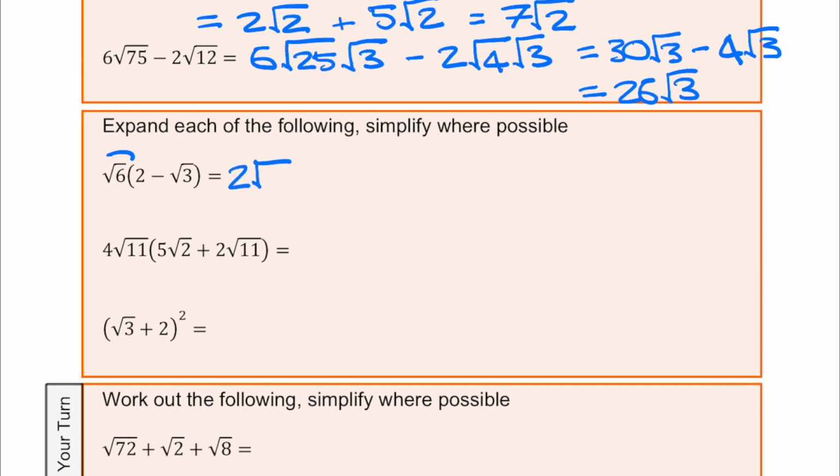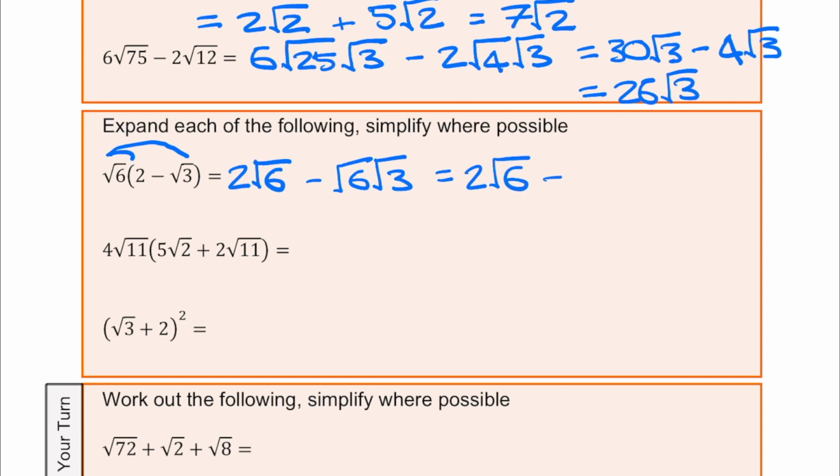That's going to give me a 2 root 6. You need to be careful on that one because the 2 does not have a root over it, so you can't use your laws of surds on it. It's just 2 times root 6. And then we're going to do the root 6 times by root 3. But we're subtracting that. So root 6 times by root 3. And of course, we can use our laws of surds to simplify that down a little bit.